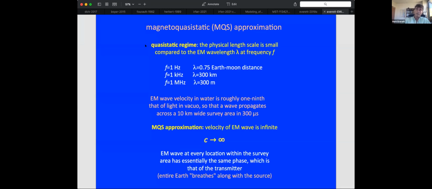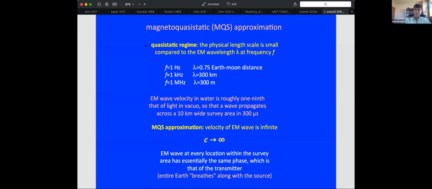For example, if you're interested in frequencies of about 1 hertz, then your wavelength is about 3/4 of the Earth-Moon distance, which is very large. If you're interested in frequencies of about 1 kilohertz, that wavelength is still large, 300 kilometers. And at 1 megahertz, it's 300 meters.